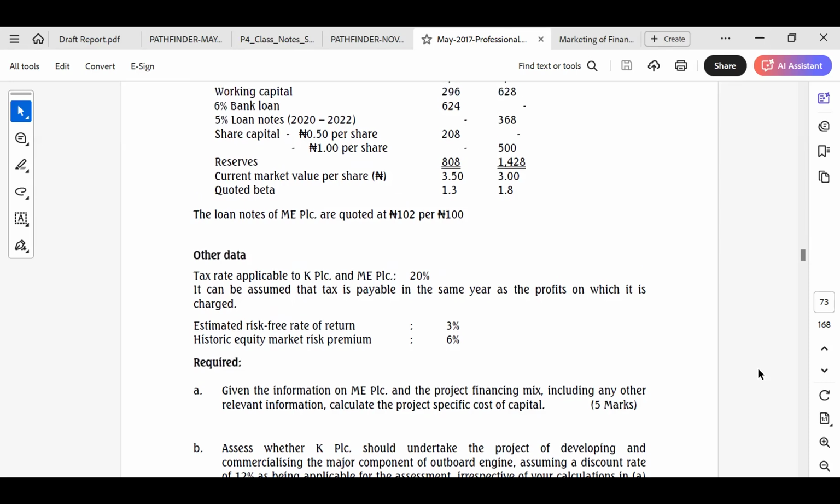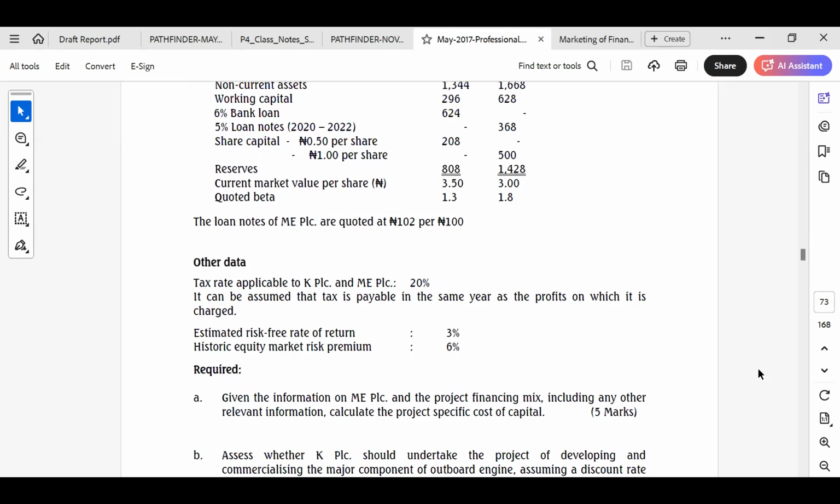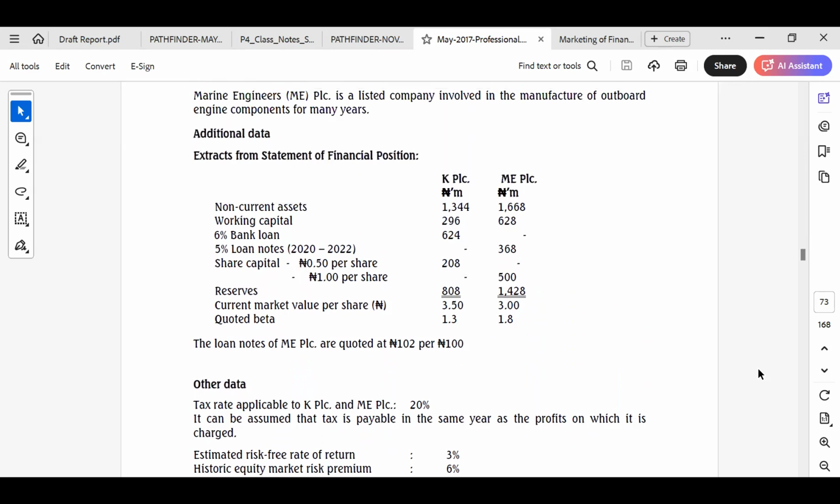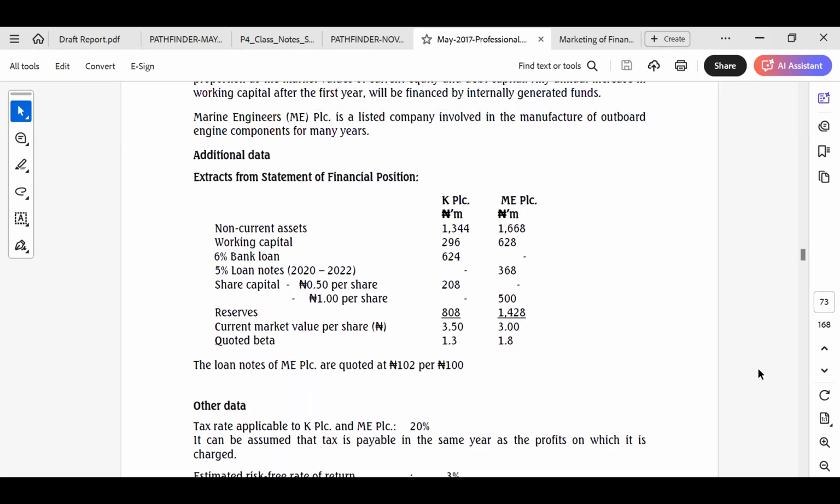Okay, they now say we should calculate project specific cost of capital. What is step one? Step one is to identify proxy. We have identified proxy, and proxy is MEPLC. Okay, so let us go back to the board.